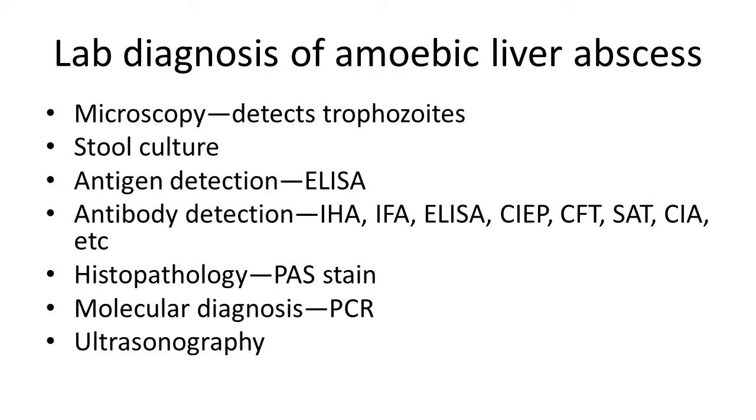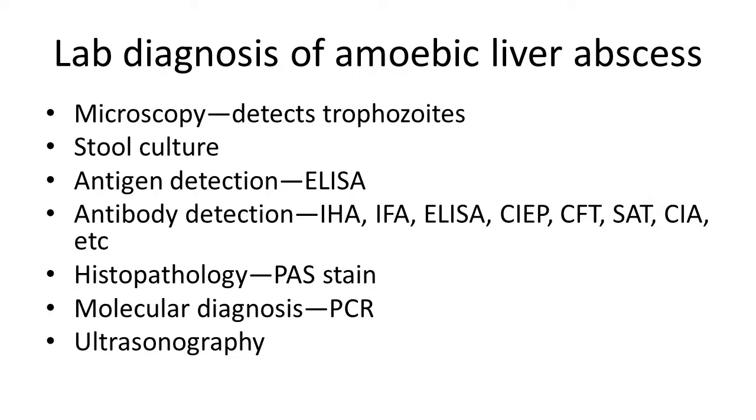Then the other one, histopathological examination, which we can confirm by using PAS stain. Other one, molecular diagnosis. This is the most accurate one. And then we can go for ultrasonic examination. These are the group of tests for amoebic liver abscess.